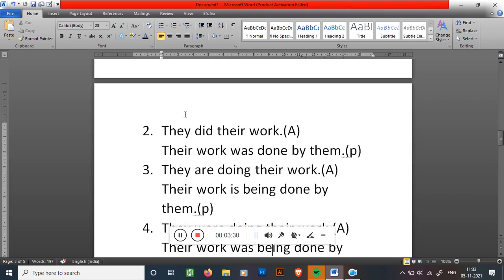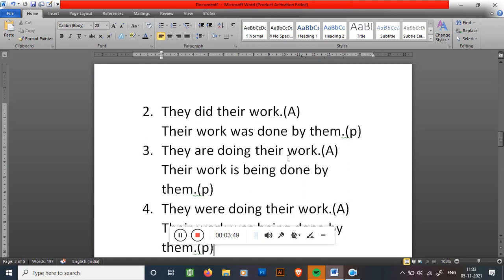Now come to the simple past tense. Simple past tense, when there is second form of verb. So this is second form, did. So second form will be changed into was, were, plus third form. Their work was done by them.